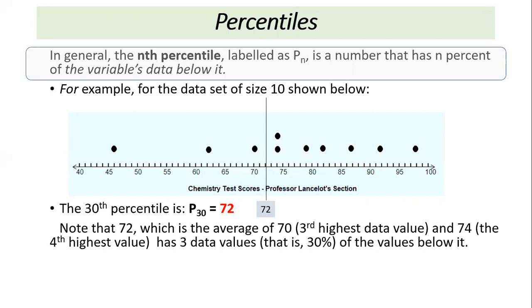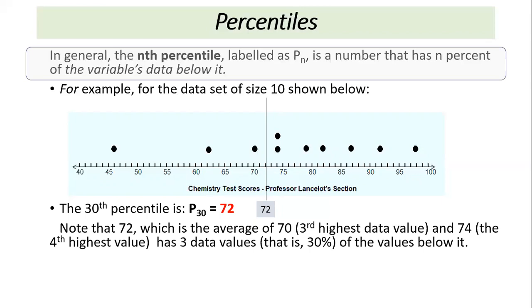If we ask what is the 30th percentile for this data set, we would say that the 30th percentile for this data set is the number 72. Why? Well, because 72, which is the average of 70 and 74, the third highest and the fourth highest data values, that number has exactly 3 out of 10 data values below it. It has 30% of the data values below it. And so hence we refer to it as the 30th percentile.